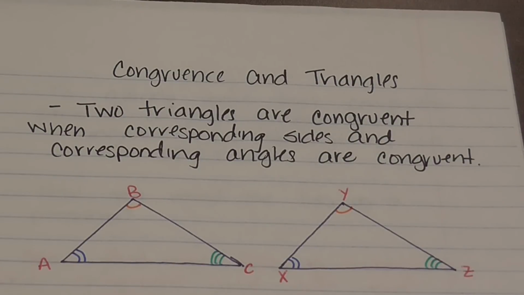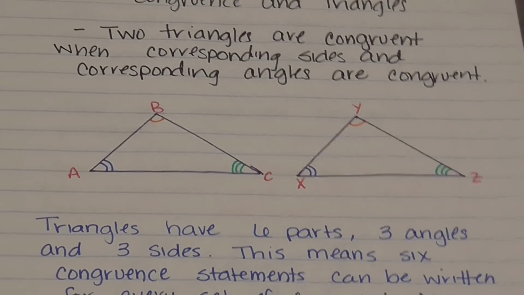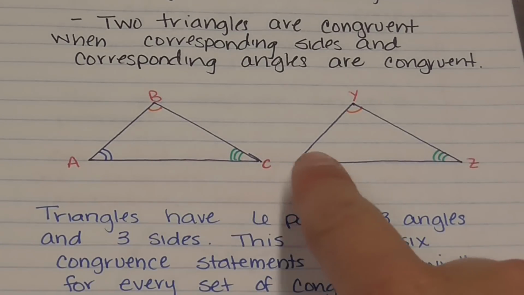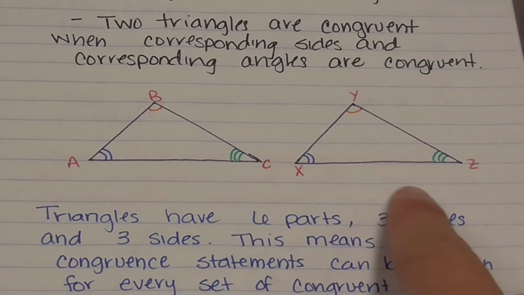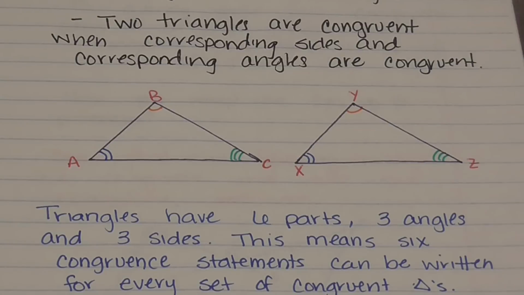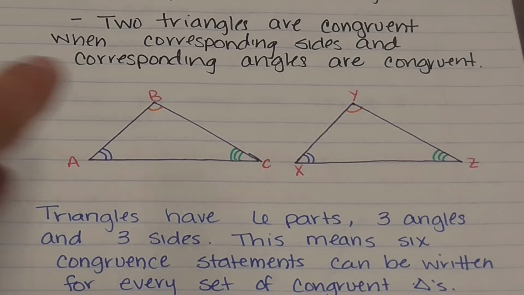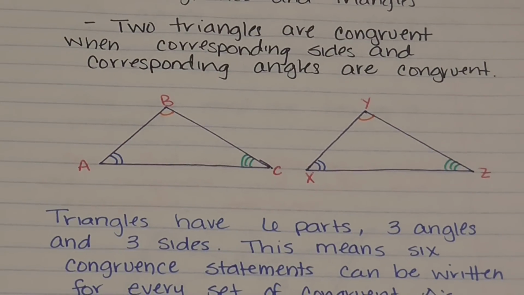Alright, congruence in triangles. Basically, two triangles are congruent when the corresponding sides and corresponding angles are congruent. So taking a look at these, we can see which ones are corresponding. A is going to go with X, B is going to go with Y, and C is going to go with Z. Now they're not always perfectly lined up like this, and sometimes they're even touching, but what you're looking for is corresponding parts or parts that look the same.